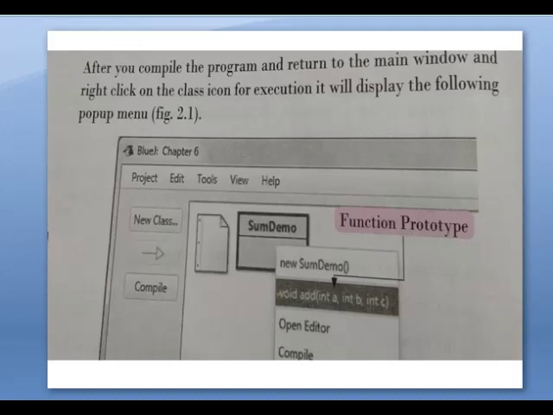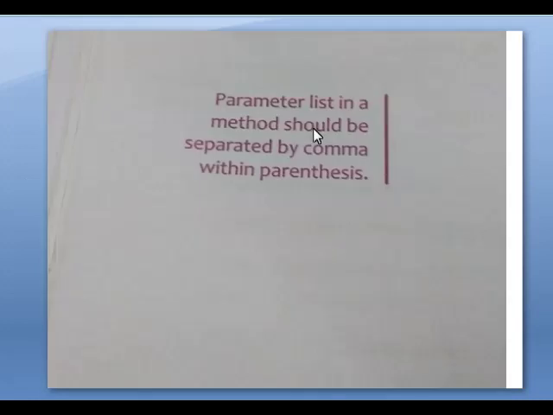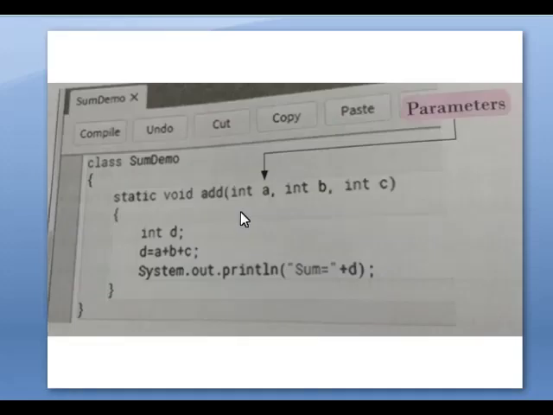Okay students, the parameter list in a method should be separated by commas within parentheses. These are called the parameter list a, b and c. Here it is separated with commas and they are inside this bracket, that is called the parenthesis.